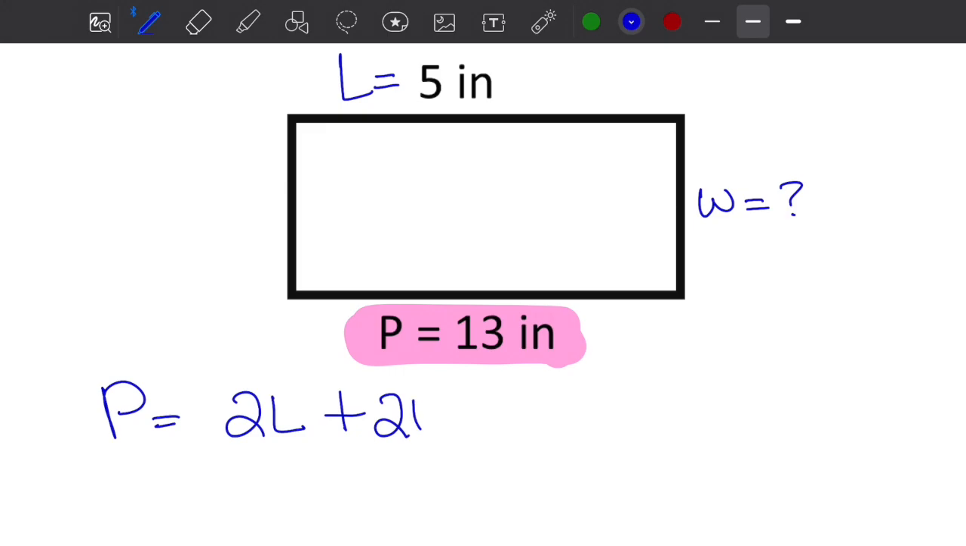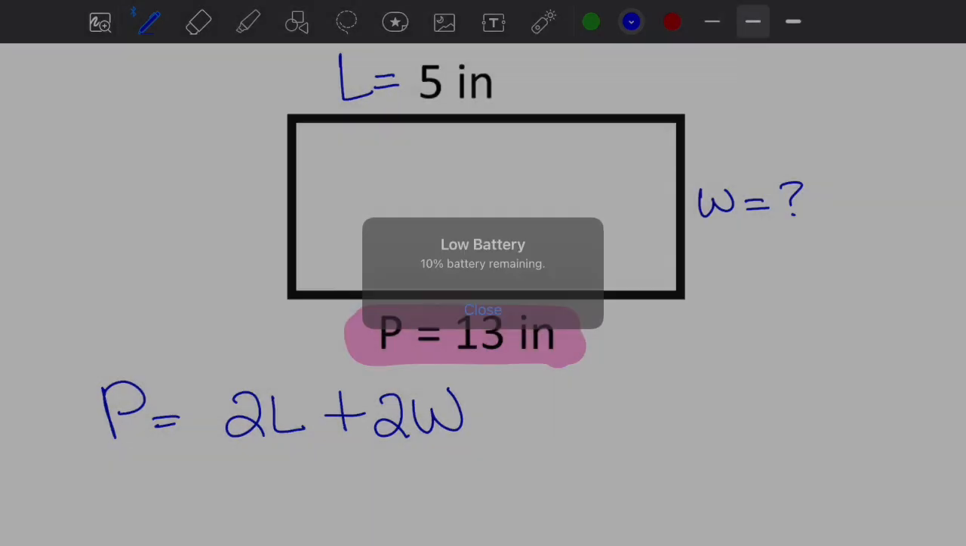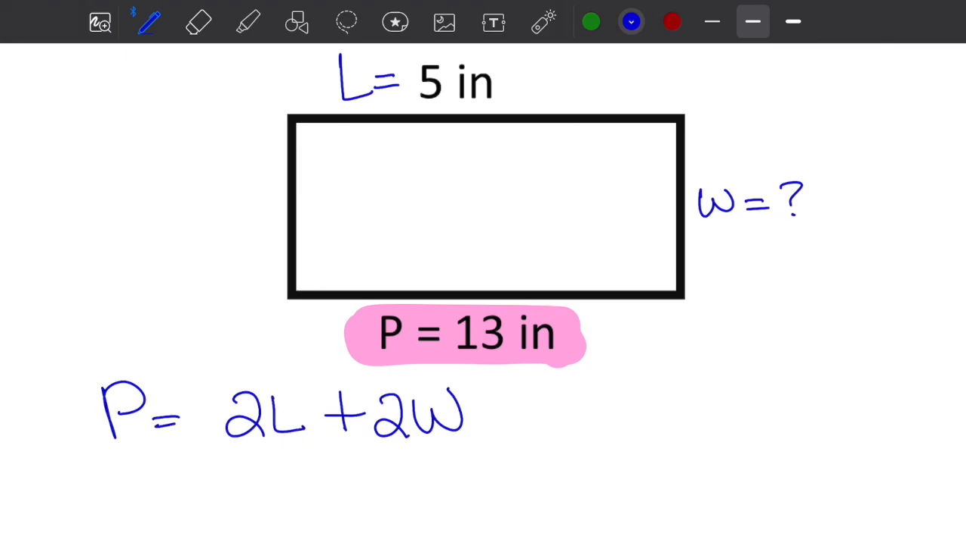So the only difference here from the other example that we did in the previous video is the fact that the width is missing here and not the length. But that doesn't really matter, and as you'll notice, it's going to be the exact same process. So what I'm going to do right now is replace the values that I know. The perimeter is given to us, it's 13, and also the length is given to us, it is 5. So the only one that is missing is the width, and we're just going to keep it as W.